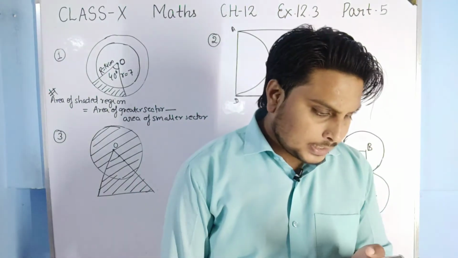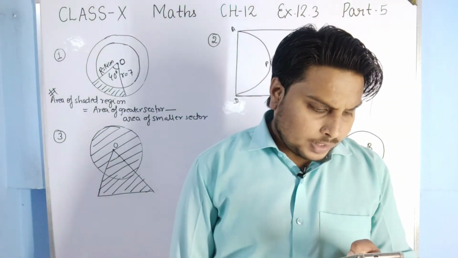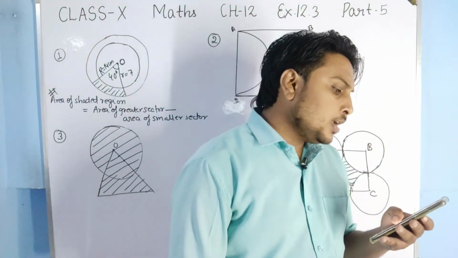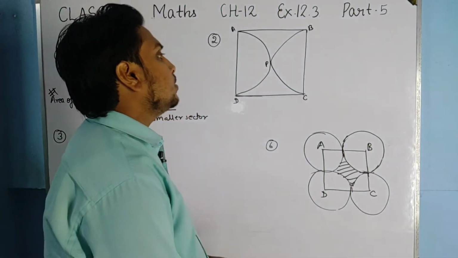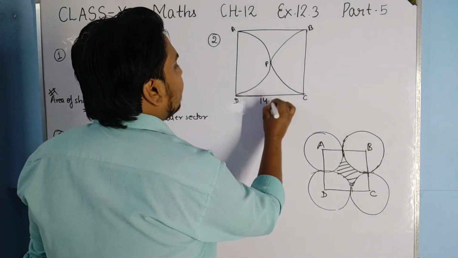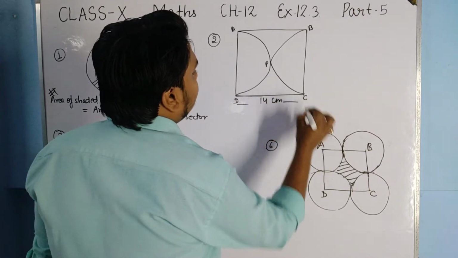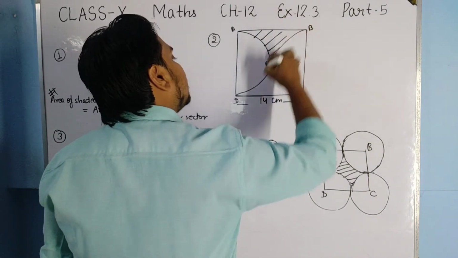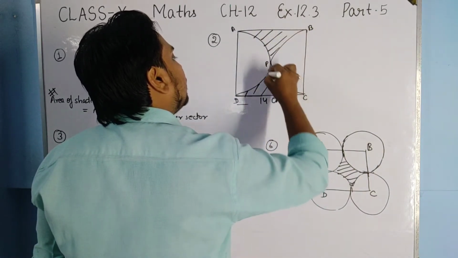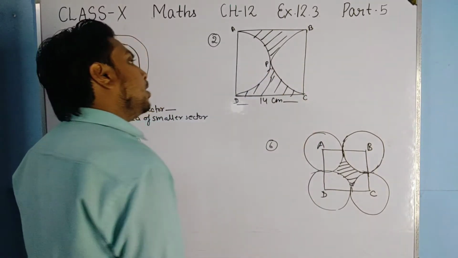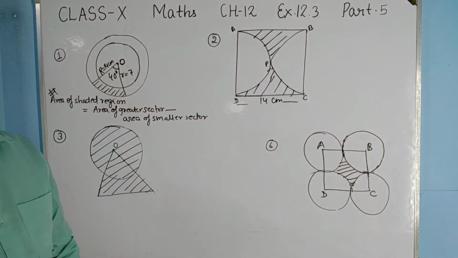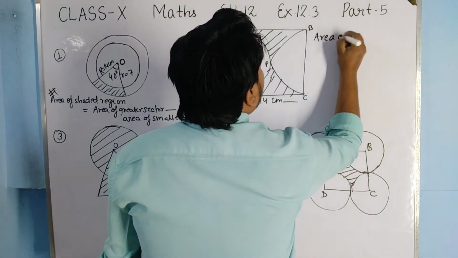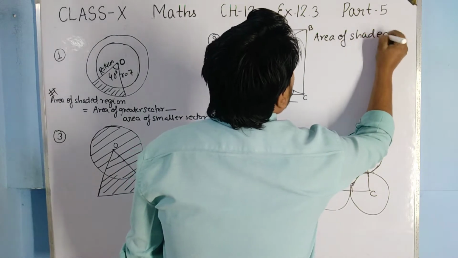Now students, let us see the second question. Find the area of the shaded region in the given figure if ABCD is a square of side 14 centimeter. ABD and BPC are semicircles. It is given that the side of the square is 14 centimeter. You have to find the shaded region. So how will we find the area of the shaded region, students?